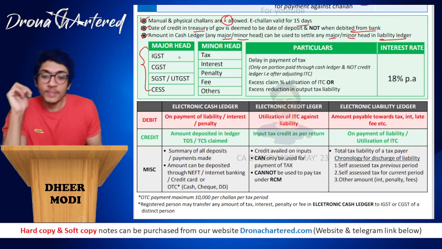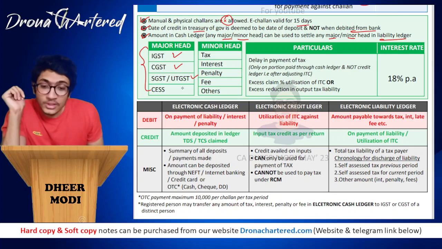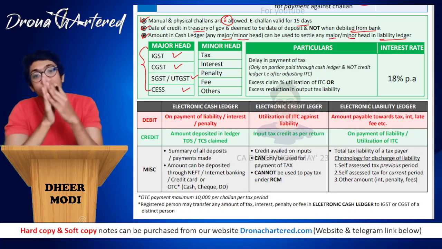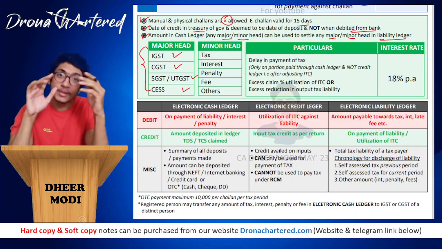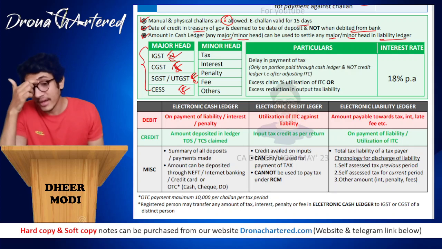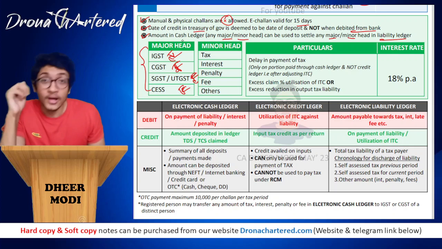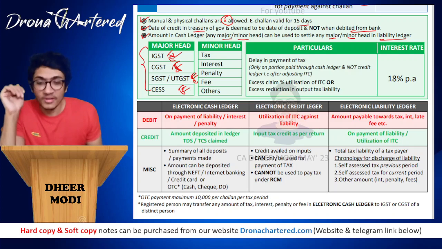There are basically 5 major heads, that is your IGST, CGST, SGST, UTGST, and any cess that you have paid. And each major head has 5 minor heads. So basically, there will be 25. That is, IGST will have its 5, then CGST will have its 5, and so on. Okay, so basically, there are 4 major heads and 5 minor heads. Sorry if I said 5 earlier. There are 4 major heads. SGST and UTGST are in the one only.